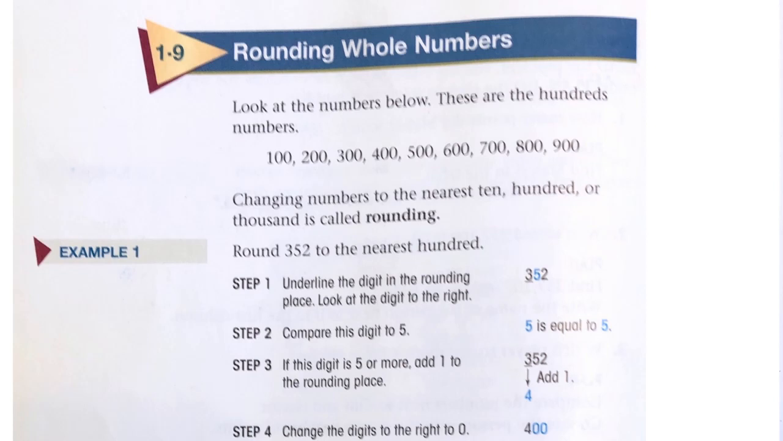Basic Math, Chapter 1, Section 9, Rounding Whole Numbers. Look at the numbers below. These are the hundreds numbers: 100, 200, 300, 400, 500, 600, 700, 800, 900. Changing numbers to the nearest 10, 100, or 1,000 is called rounding.